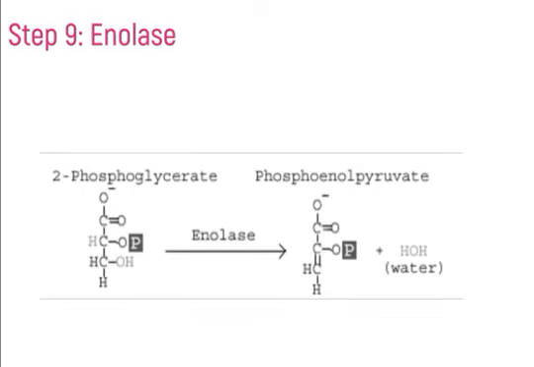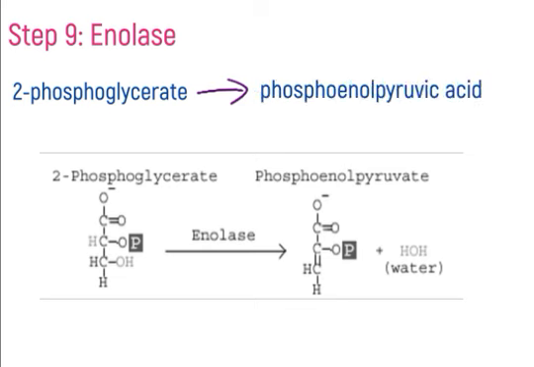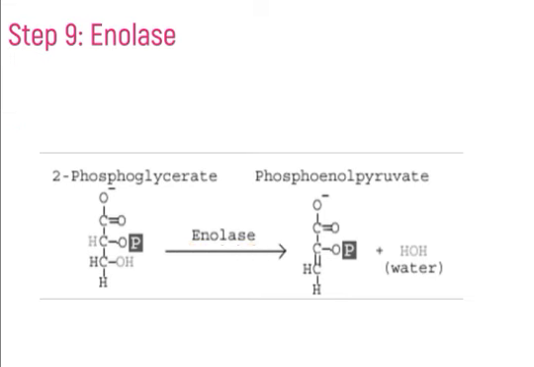This step involves the conversion of 2-phosphoglycerate to phosphoenolpyruvate. The reaction is catalyzed by the enzyme enolase. Enolase works by removing a water group, or dehydrating the 2-phosphoglycerate.